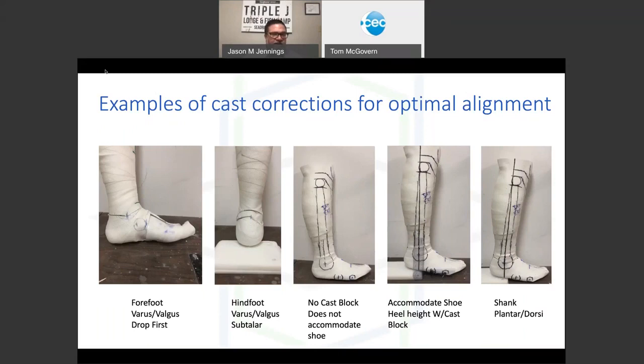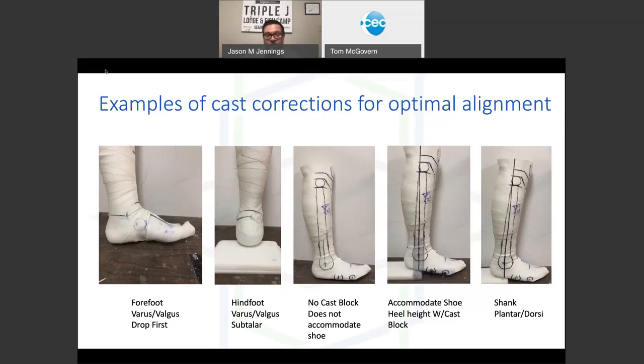So in this slide, I've actually dropped the first metatarsal to get rid of that forefoot varus. In the second slide, I've corrected out hindfoot varus or valgus at the subtalar joint. The middle slide represents, I didn't use my casting block to accommodate the heel sole differential.